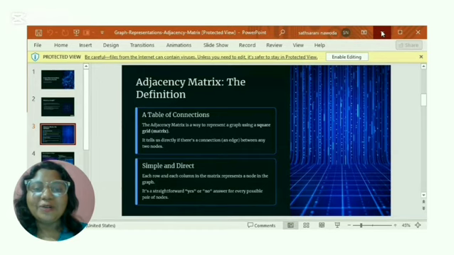Now let us talk about adjacency matrix representation. An adjacency matrix is a way to represent a graph using a square matrix. This matrix helps us understand which nodes are connected to each other. The matrix contains rows and columns. Each row and each column represents a node in the graph. Using the matrix, we can easily check whether an edge exists between any two nodes.